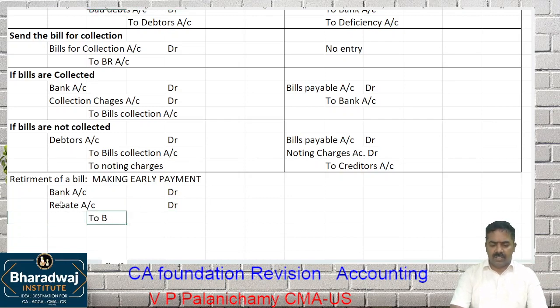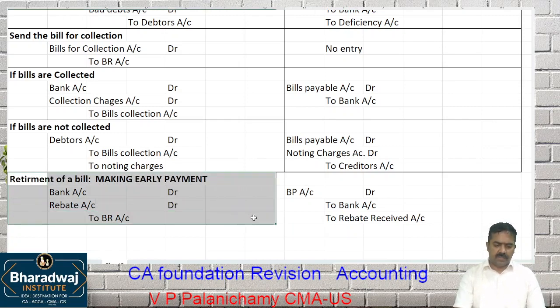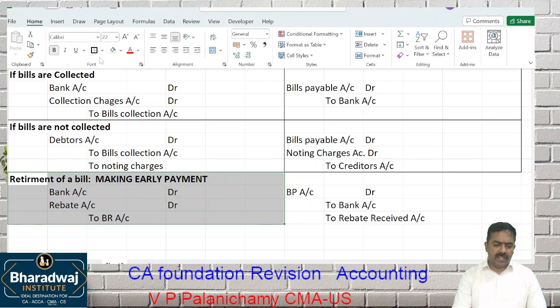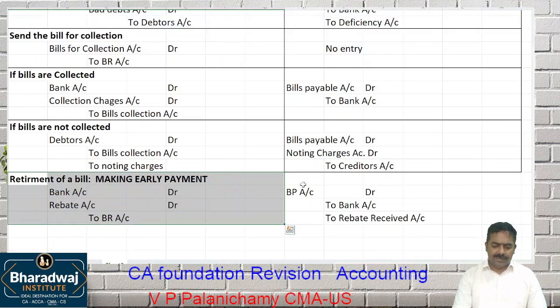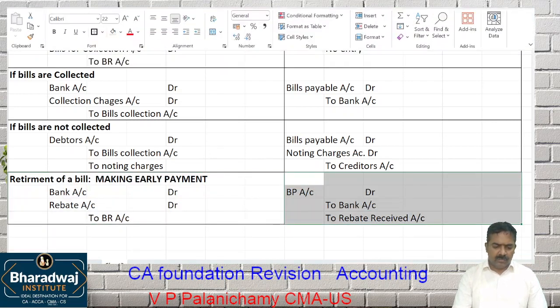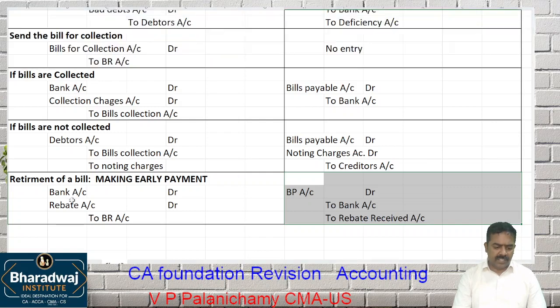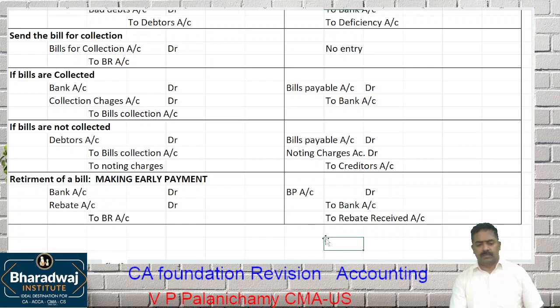So rebate to bills receivable account. To which account? Bills receivable account. For me, bills payable account debtor to which account? Bank account and rebate account. Rebate received account. So if you make the early payment, it is called as which one? Retirement of a bill. Okay, for that you allow me rebate. For you it is an expense. I get the rebate. It will be like income for me.